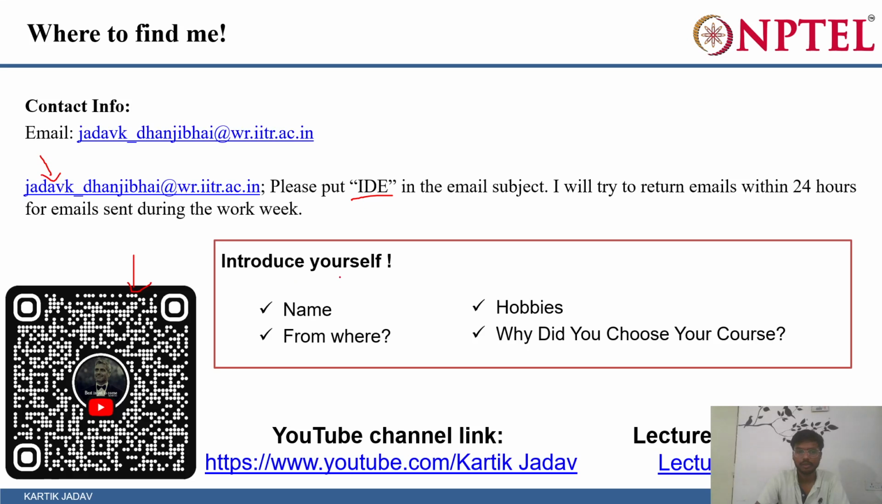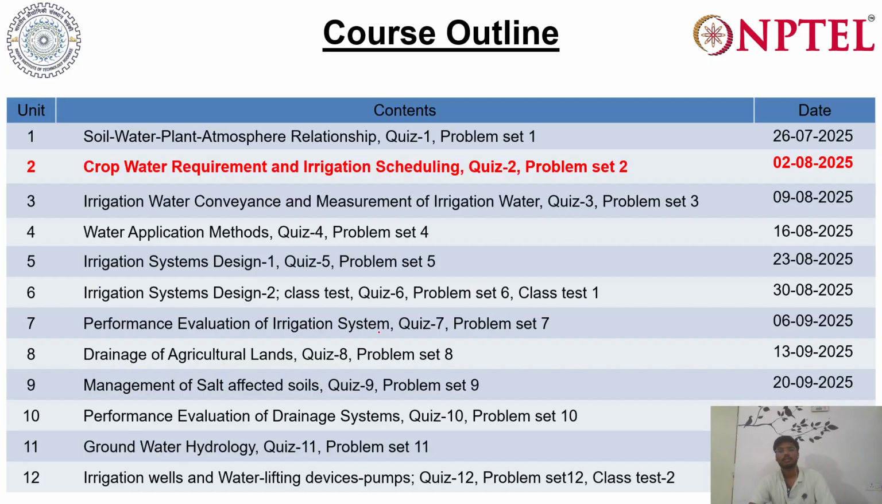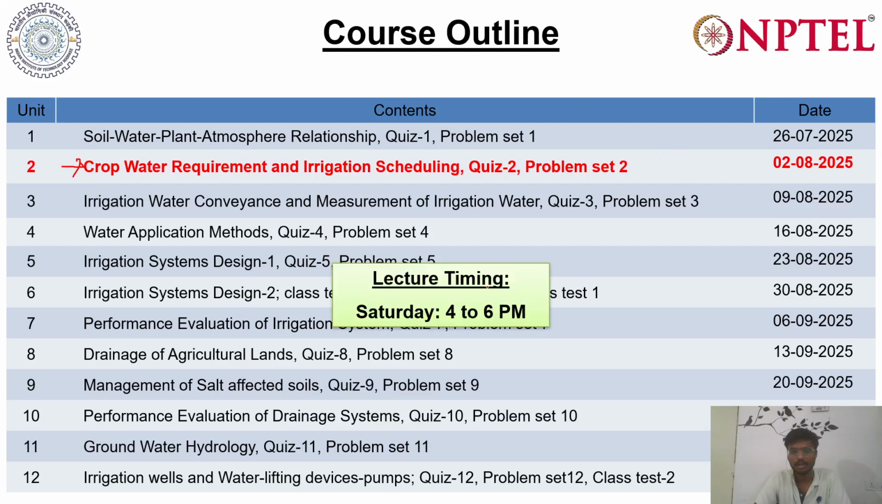So we have already discussed this in the last lecture. Let's quickly get to know what we learned this week, or what we have done till now. In this lecture, we focus on crop water requirement in irrigation scheduling and its related problems. The lecture timing is between 4 to 6 p.m.